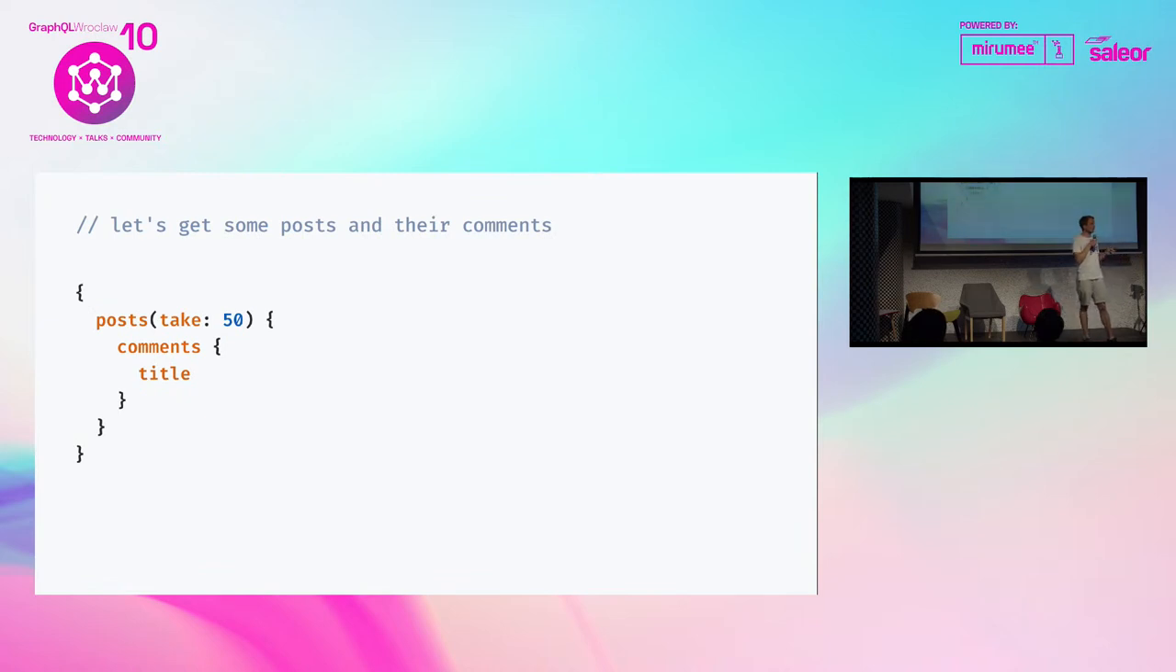So we want to look at this query here as a case study, probably a query you have seen a lot in examples. It's basically getting the posts and then the comments for those posts. And how can we do this efficiently? What are the different architectures we can use?